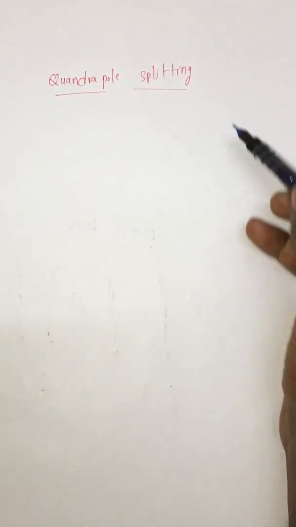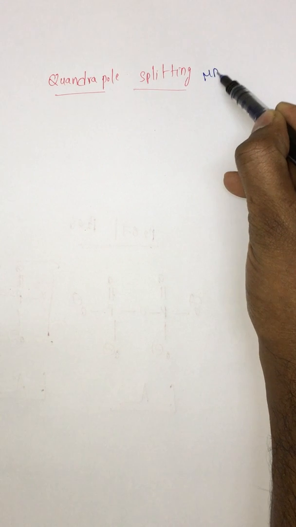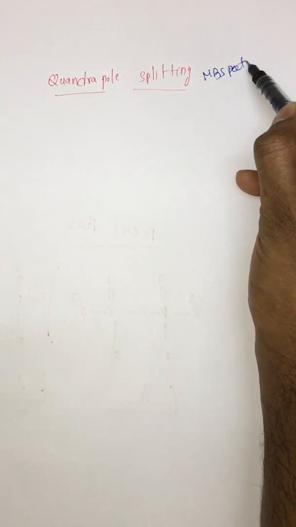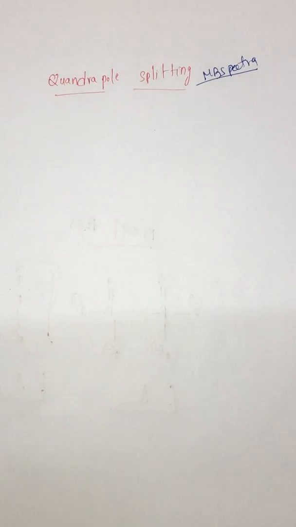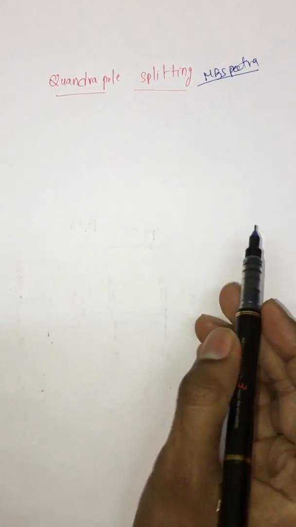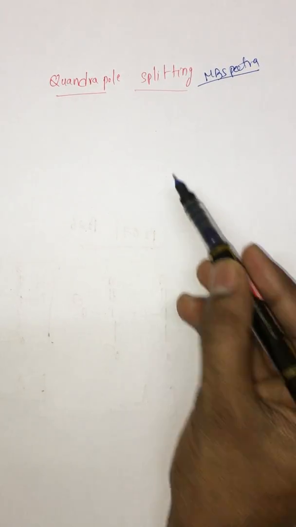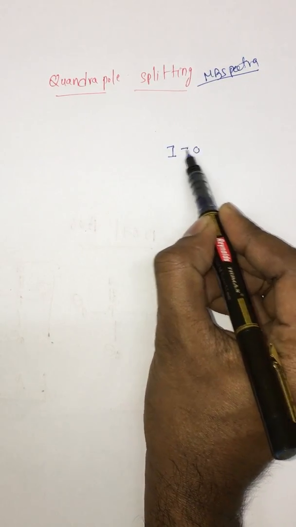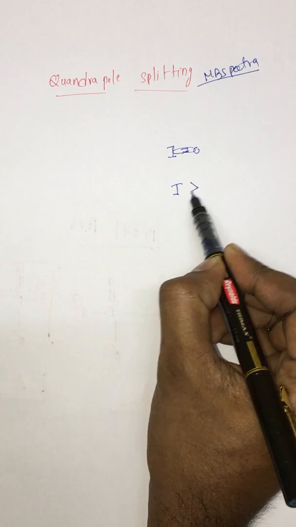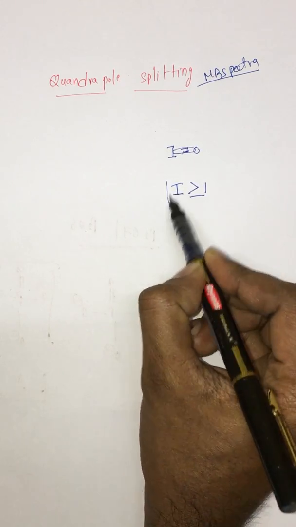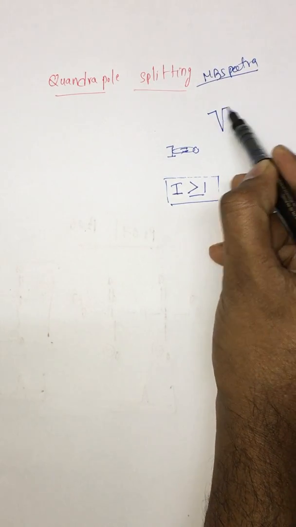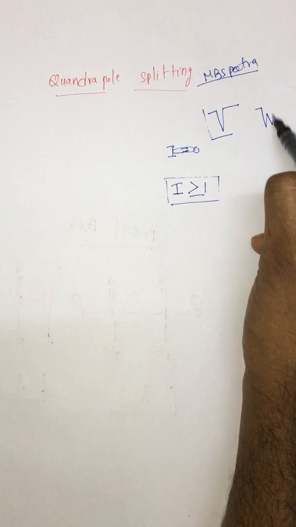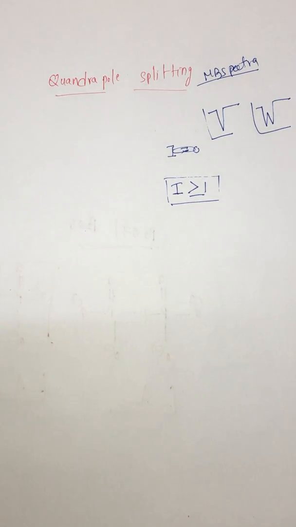Today we are going to talk about quadrupole splitting in Mössbauer spectra. We will see quadrupole splitting only when I is greater than or equal to 1. Only in this case will we see the quadrupole splitting in Mössbauer spectra. Because of the quadrupole splitting, instead of a singlet, we will get a doublet like this in Mössbauer spectroscopy.